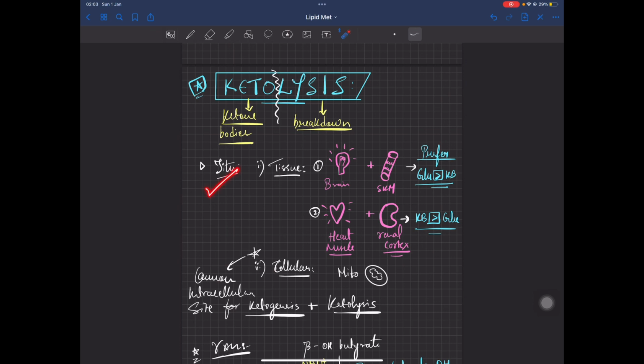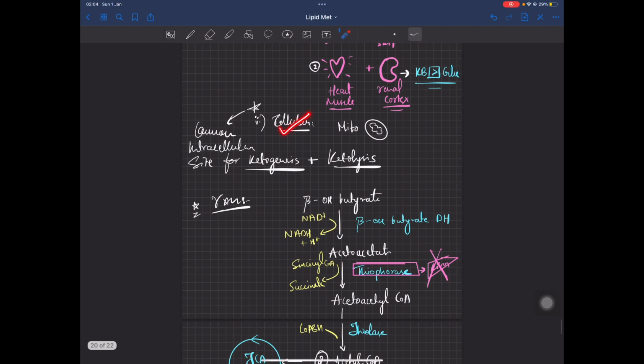The sites: first one being the tissue site. There's one thing you need to remember here. The brain and skeletal muscle usually prefer glucose over ketone bodies, whereas heart and renal cortex will prefer ketone bodies over glucose. This is when the glucose is less and cannot be utilized by the body, and then the priority shifts to ketone bodies for the requirement of energy. Now, coming to the cellular side, it is mitochondria again, which is common for ketogenesis as well as ketolysis.